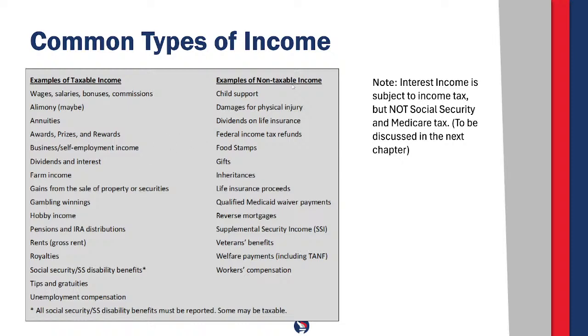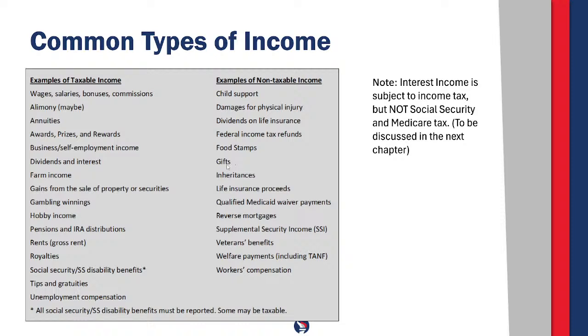Some examples of non-taxable income, and everything on here has no place on the tax return. So you would not use any of it if you had child support, damages for physical injury, like you received a court award, you had a lawsuit and you won, dividends on life insurance, federal income tax refunds, which are not taxable, food stamps, gifts. That's a big point, but for the most part, gifts are not taxable.